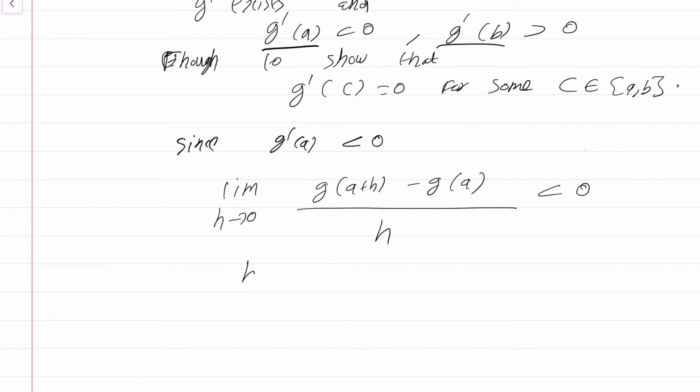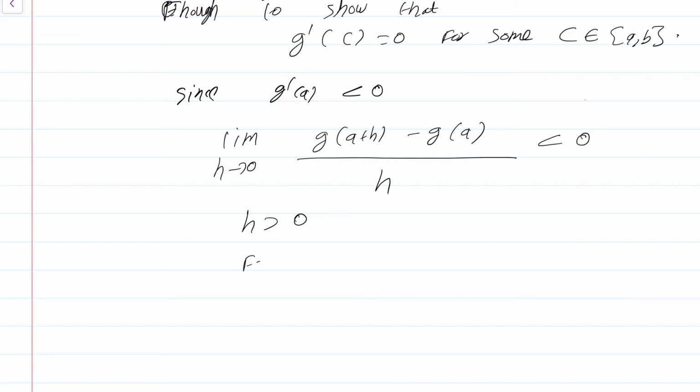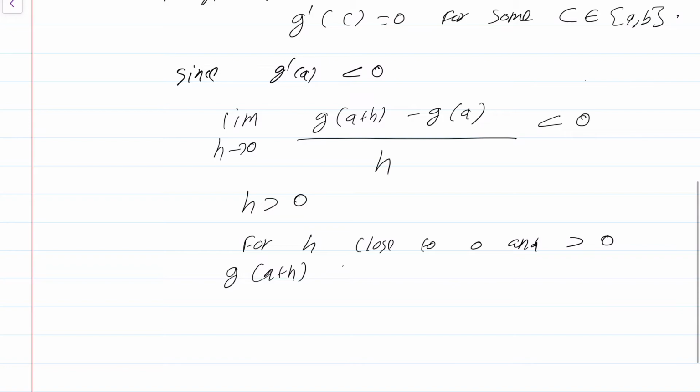In other words, for h close to 0 and greater than 0, we get g of a plus h is less than g of a. In other words, g is "decreasing", I'll put this in quotes, near a. So in a later module, once we prove the mean value theorem, we will show that g decreasing and the sign of the derivative being less than 0 are intimately related to each other.